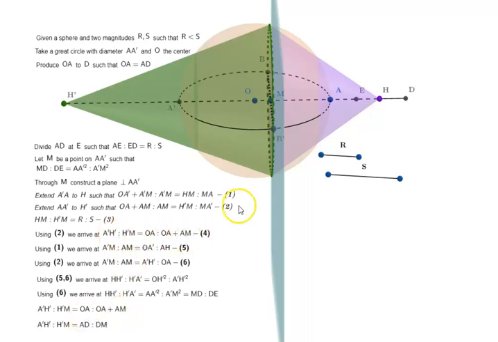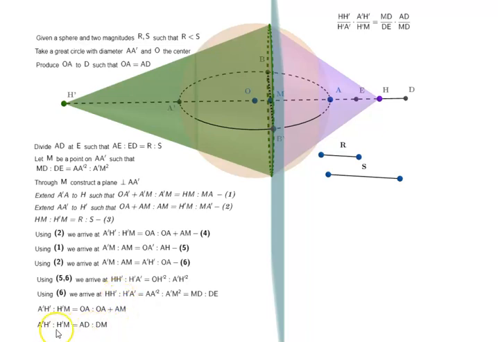Now, OA is what? OA is equal to AD based on our construction. So that means OA can be written as AD. Again, OA plus AM, but OA is equal to AD, so AD plus AM, which is MD or DM. So this becomes AD is to DM. If you notice here, we have H prime is to H prime A prime. I have written it in this form, the ratio.